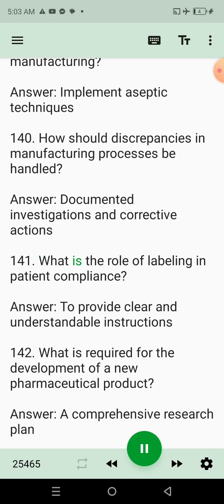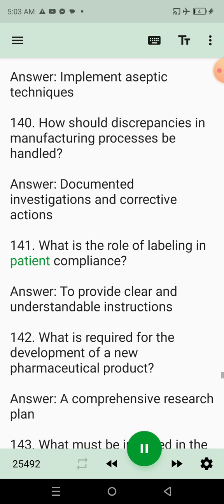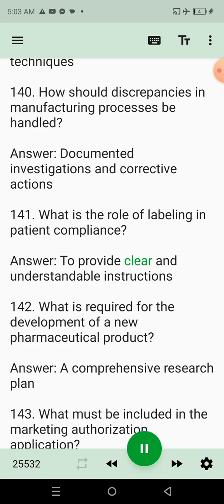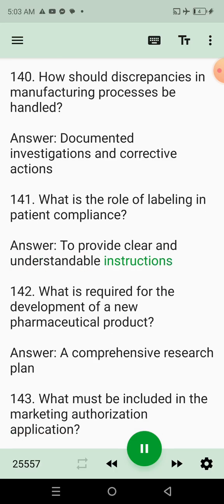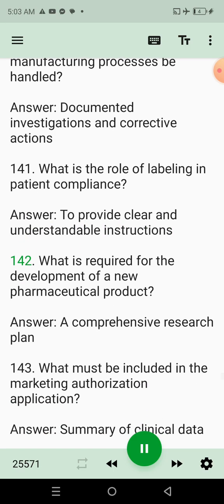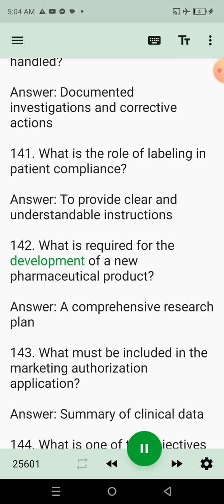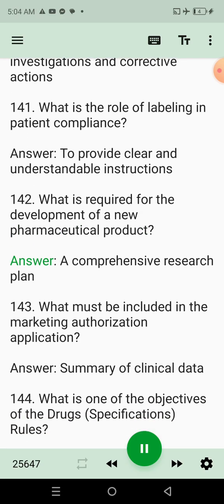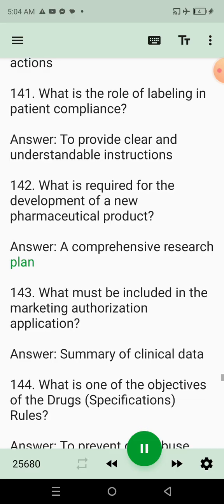141. What is the role of labeling in patient compliance? Answer: to provide clear and understandable instructions. 142. What is required for the development of a new pharmaceutical product? Answer: a comprehensive research plan.